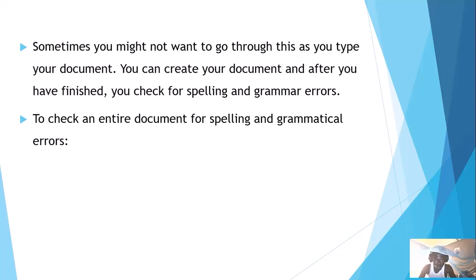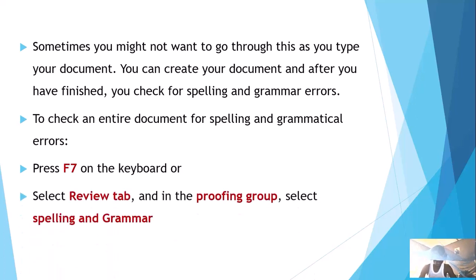You just have to open the Word document. First, there are two ways. You can use the keyboard shortcut, which is F7, and you can also use the mouse: you select the Review tab, and in the Proofreading group you select Spelling and Grammar.